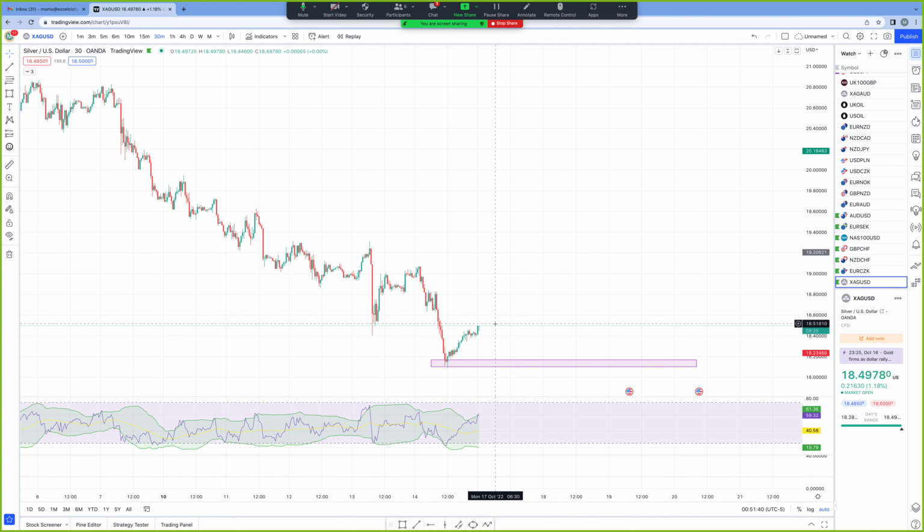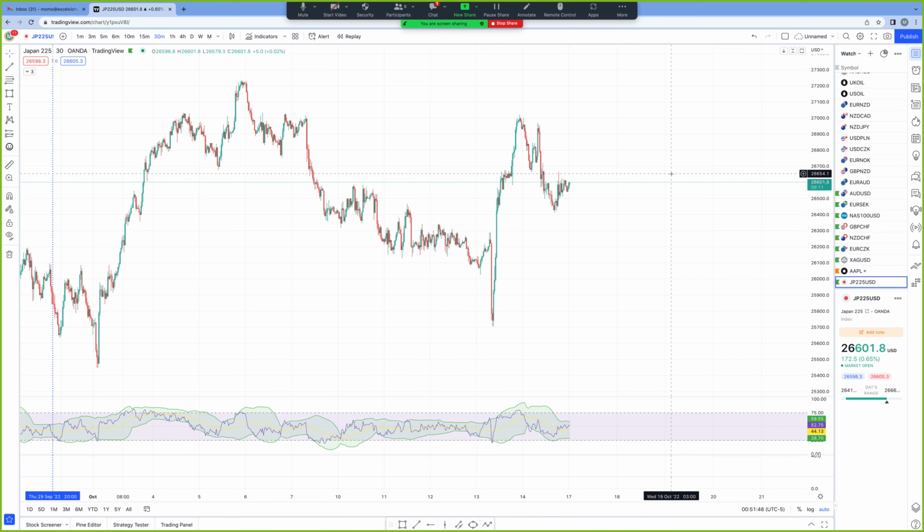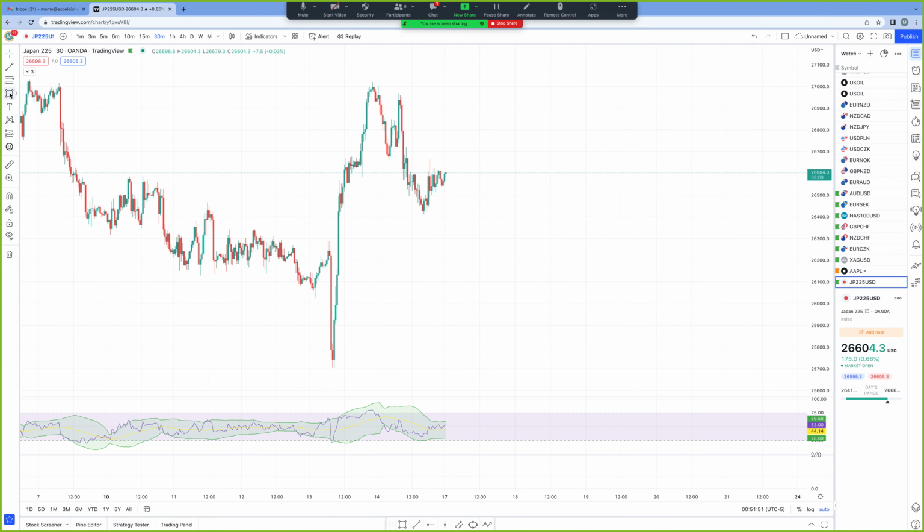From the lower low, if we have a break, we have a continuation downwards, breaks this zone, we have continuous lower highs. We could have a nice retest there to go short. JP 225 USD, I just mark up that zone.